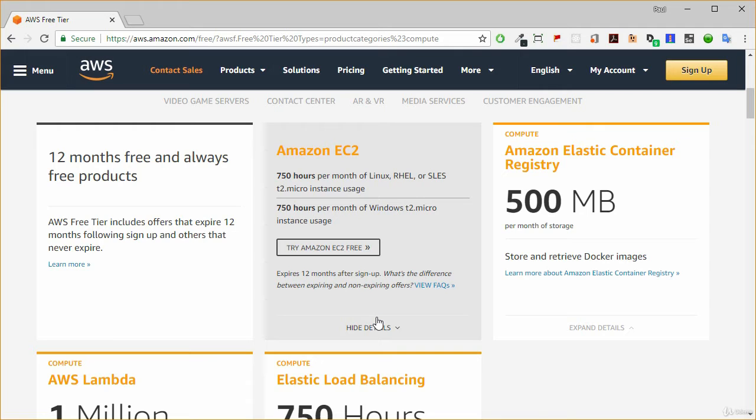Now, the big thing to remember is that this is only for a T2 micro instance. If you have anything bigger than that, it doesn't matter how much you use, you're going to get billed for it. And also to consider is that a smaller instance like the T2 Nano will not be covered under the free tier. It is specifically for the T2 micro instance.